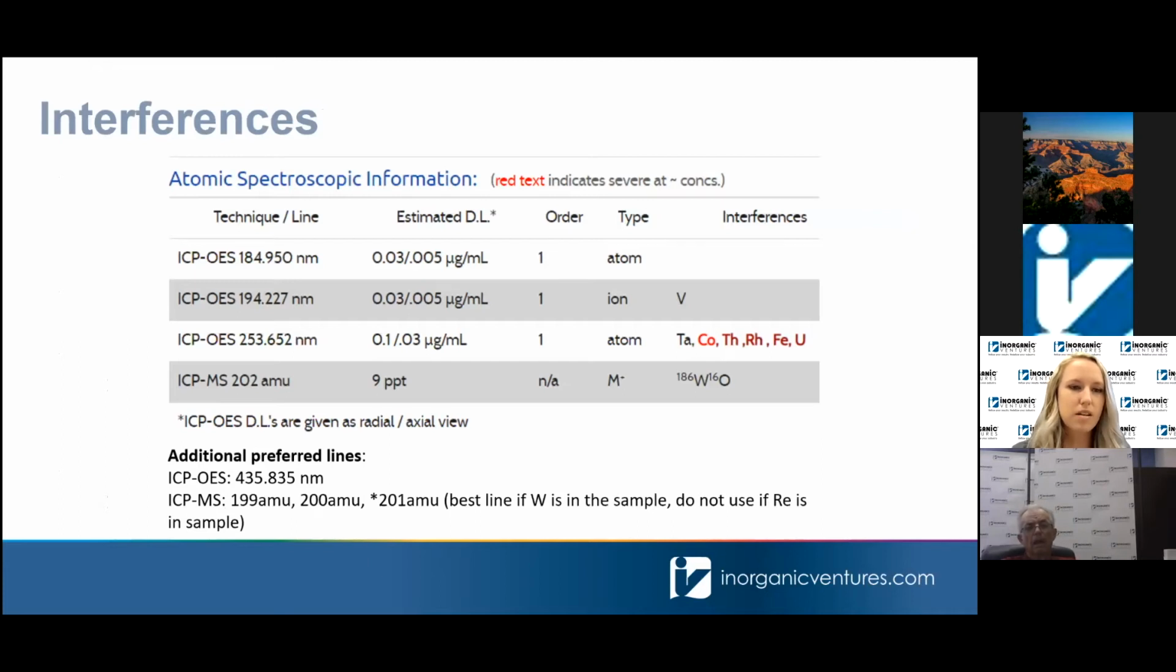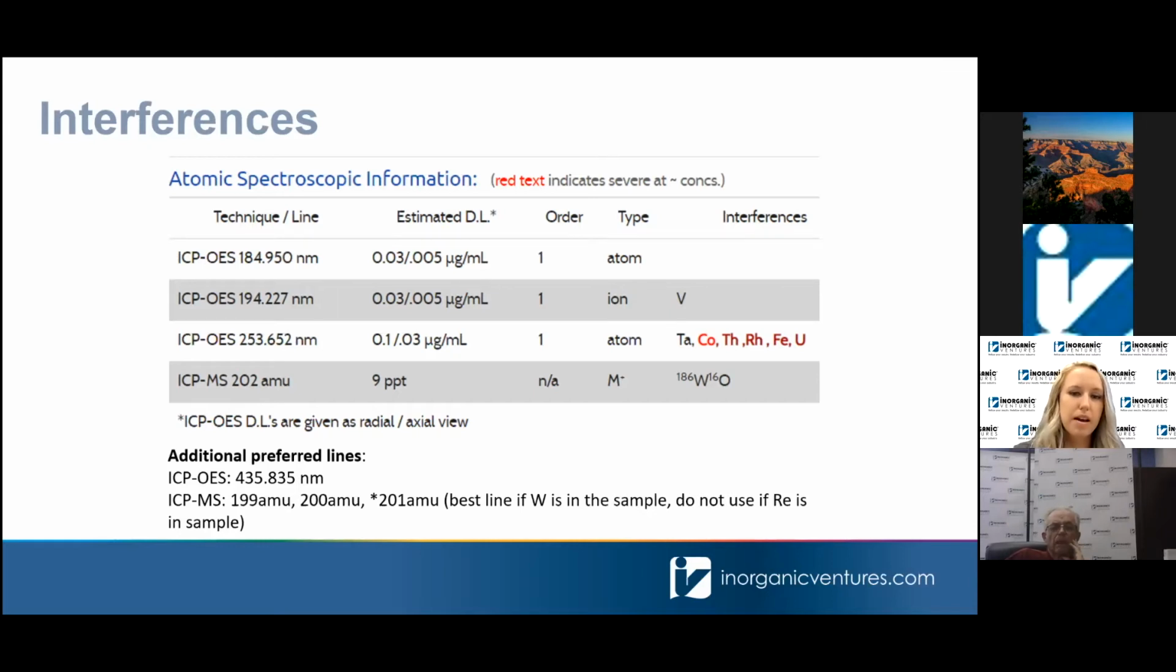So we've just listed out some lines here that you are going to want to look at for mercury. Generally, we recommend looking at the 184 line because it's got good sensitivity and it doesn't have any spectral interferences from other analytes that may be in your analysis. But we do recommend always looking at multiple lines just to make sure that those lines agree and you're getting good results and there's no interferences that you're not accounting for.